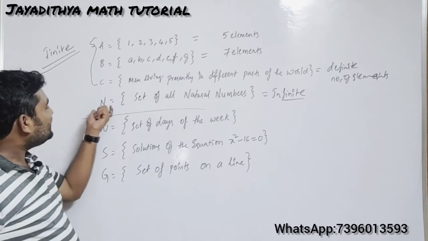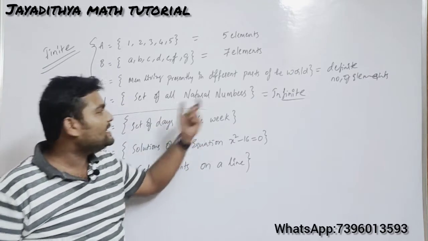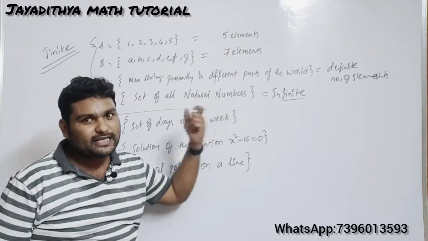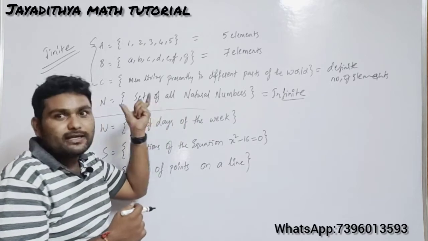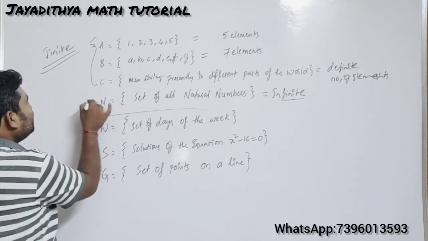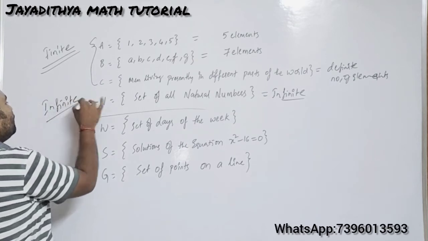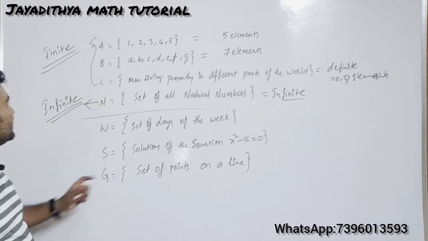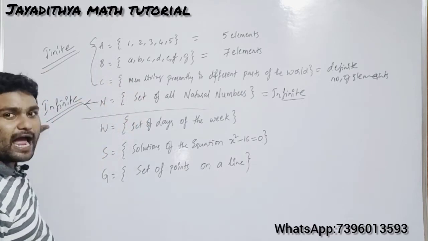And when you come to the set of all natural numbers, the number of elements is infinite. So we cannot count the elements in the set here. Therefore, we call this kind of sets as infinite sets. So these are the two kinds of sets here, that is finite sets and infinite sets.